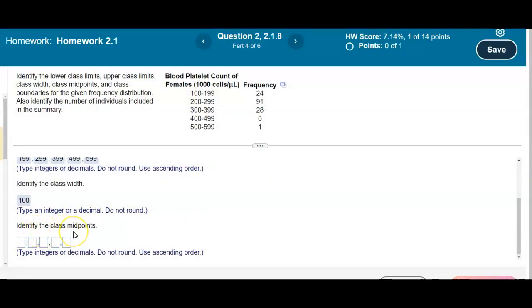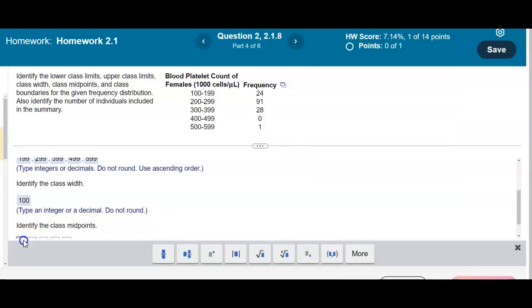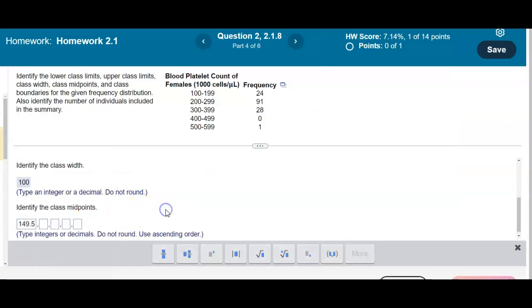Now we want to identify the class midpoints. The class midpoint is taking the lower class limit and adding the upper class limit of that class and dividing it by 2. So if we take 100 and then add 199, hit enter, and then divide that by 2, that gives us 149.5. Now, we could do the same thing to each one, or we can add 200 and 299 together and divide by 2, or we can just add the class width for each class midpoint. Once we find that first one, we can just add 100 to that.